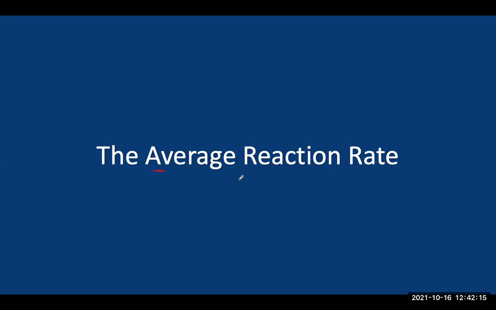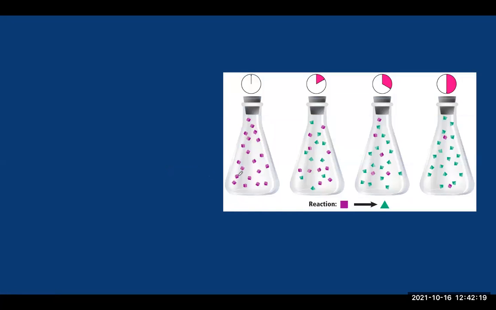In this video, we'll talk about the average reaction rate. Okay, let's see this picture. We have a picture here, we have a reaction, and we have the reactant, this purple one. It will be converted to the green one, which is a product. In the first picture, we can see that the reaction didn't start yet because we have only reactant, we have no product. Okay, so the time will be 0.